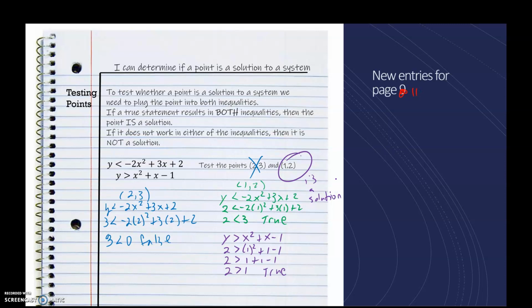That's all this is saying: you've got a couple of questions, you just plug one in. Plug it into both inequalities, and it has to work for both of them. So it's really that quick and easy.